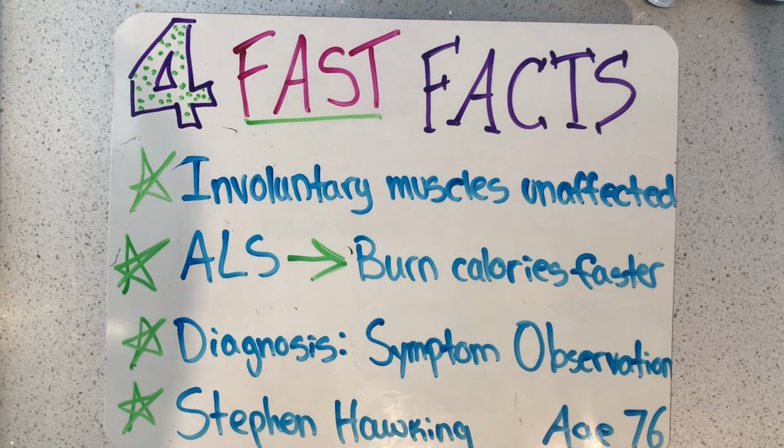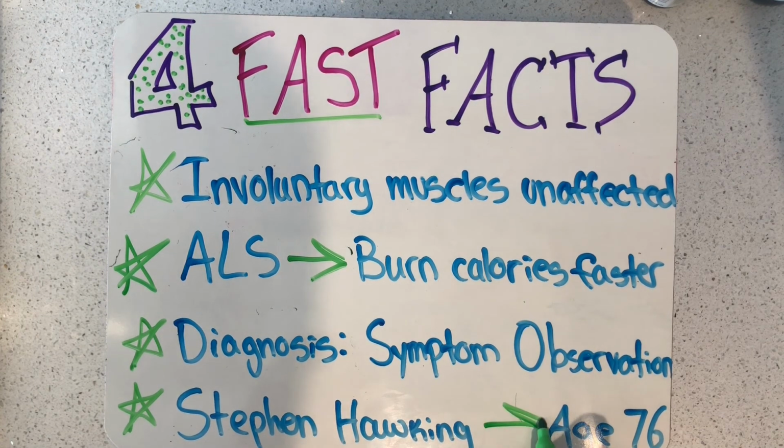Stephen Hawking was a physicist who lived until the age of 76. This is 50 years after his date of diagnosis, which is quite uncommon, as most individuals only live 2 to 5 years past their diagnosis.